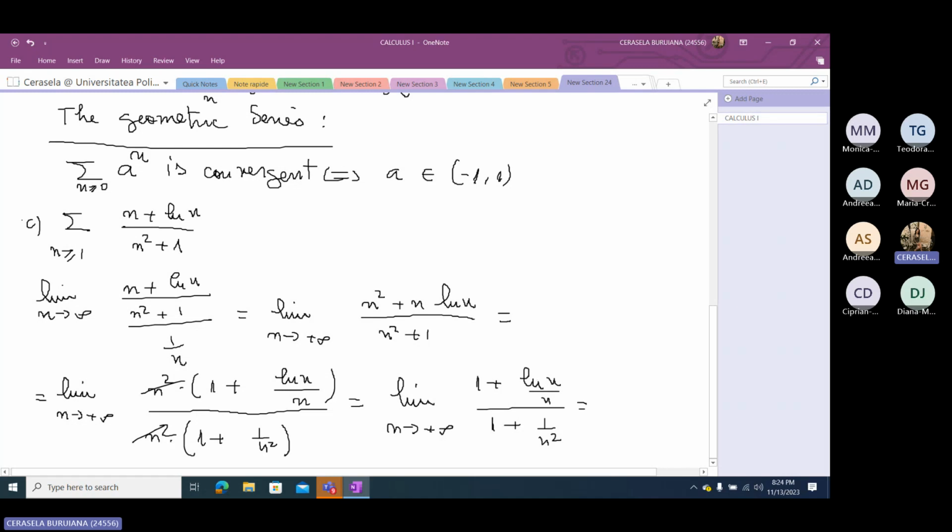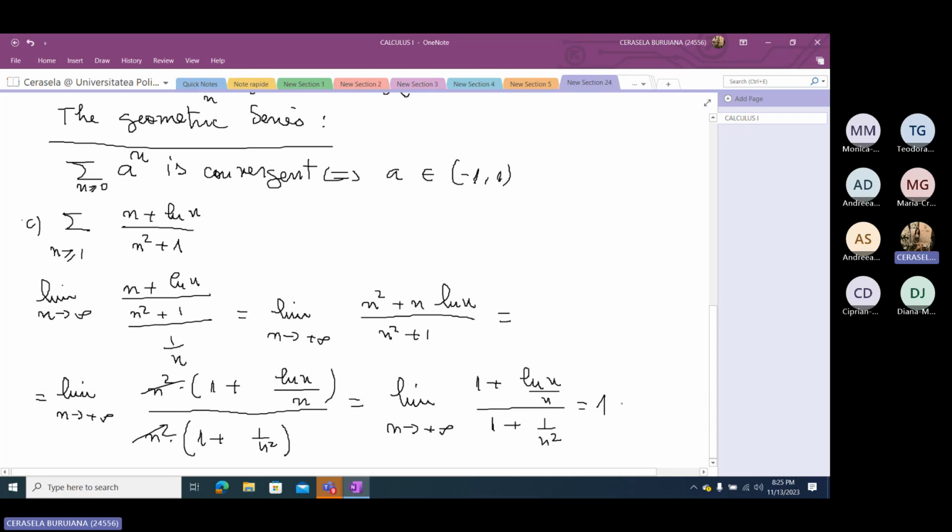How much is the logarithm of n over n? 0. Exactly, because I remind you from high school, the logarithm goes slower than the polynomial functions to infinity. So the logarithm of n over n is 0. Well, the whole limit will have the value 1, and I finished.